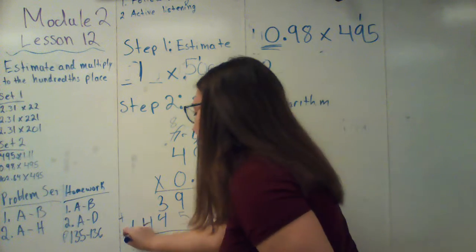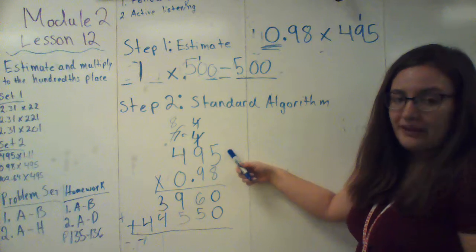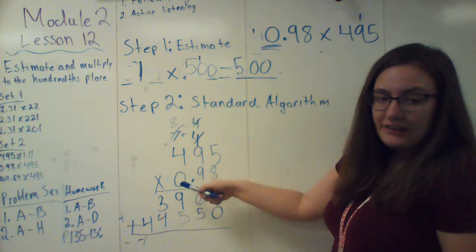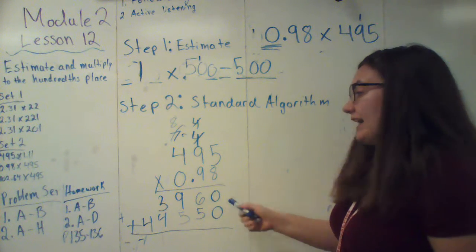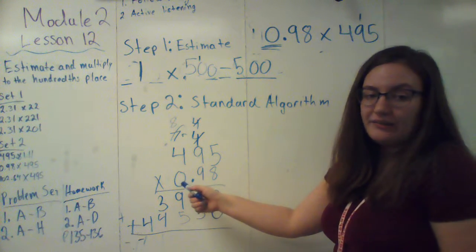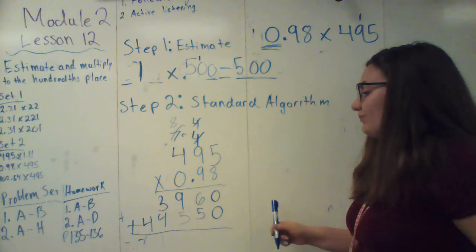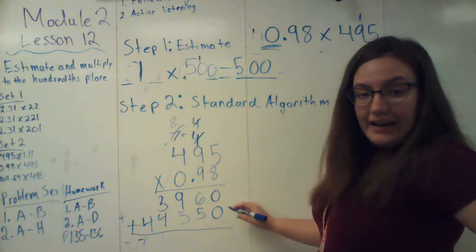And now I can add everything up. The reason why I didn't want my 495 in the bottom is then I would have to have 3 factors on the bottom that I would have to multiply. But if I have 0.98 as my bottom number, then I don't really have to worry about that 0, because then this whole bottom line would just be zeros. I'm going to start adding up now.